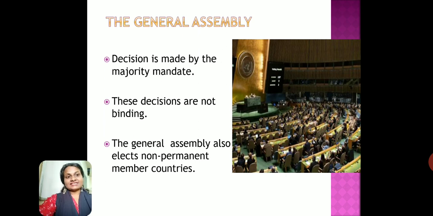These decisions are permanent, they are binding. When I say binding, it means it is permanent. Those decisions cannot be reconsidered or rethought.